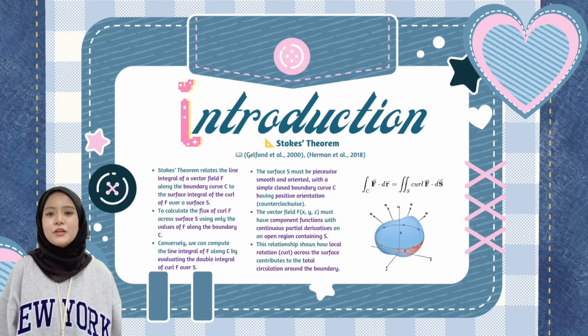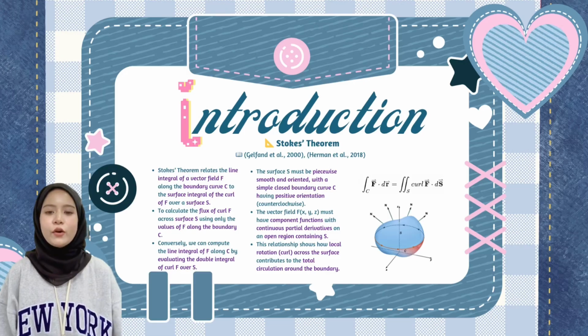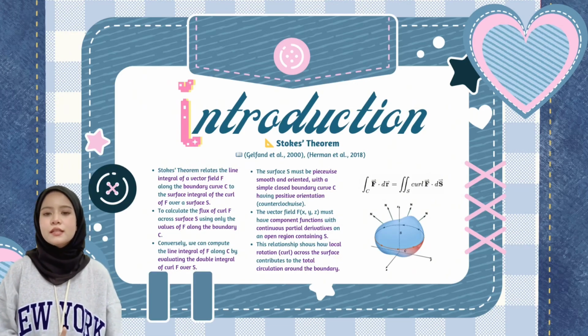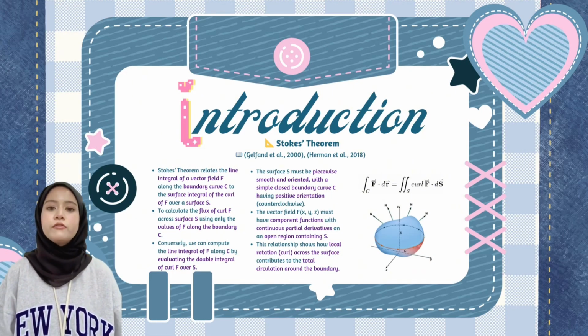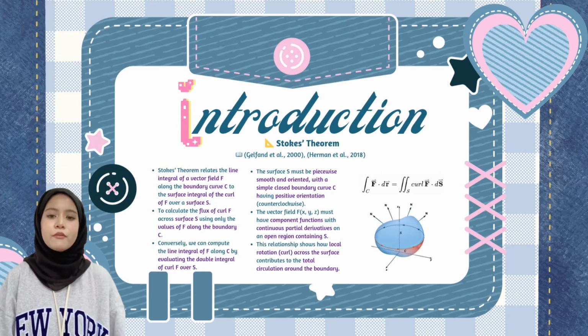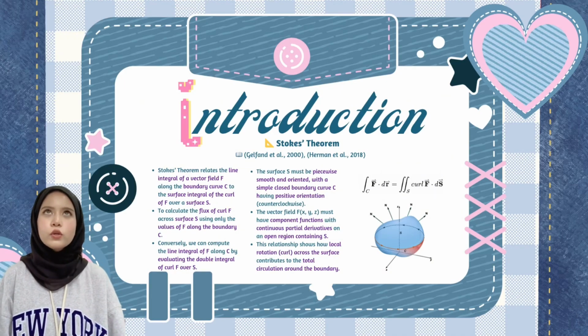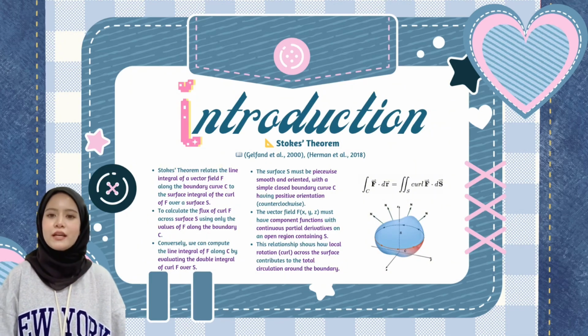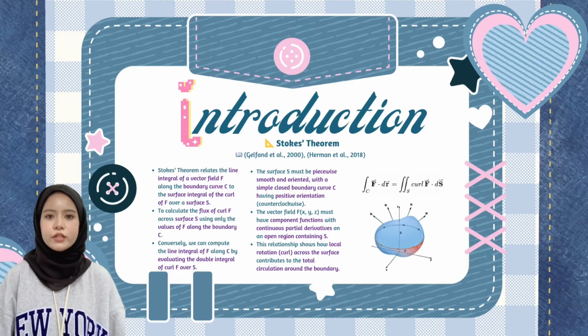Now, let's focus on Stokes' theorem, one of the key theorems in vector calculus. Stokes' theorem connects two types of integrals, the line integral of a vector field along a closed curve and the surface integral of the curl of the field over the surface bounded by the curve. The theorem was named after Sir George Stokes, who introduced it in the Cambridge exam in 1854. It was based on earlier work by William Thomson and Carl Friedrich Gauss.